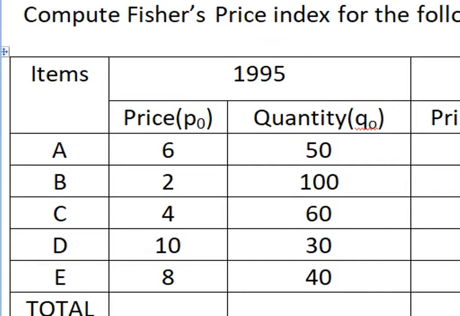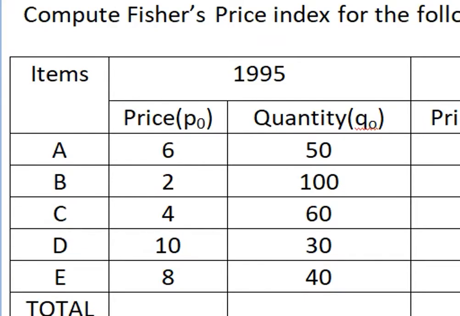Then total of this column is 1880. Then last column is P0 Q1, that is corresponding multiplication of this and this column. 6 into 56 is 336. Then 2 into 120 is 240. Then 4 into 60 is 240. Then 10 into 24 is 240, and 8 into 36 is 288. Then what is the total of this column? 1344.